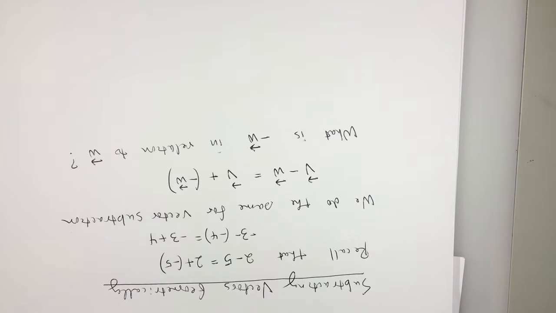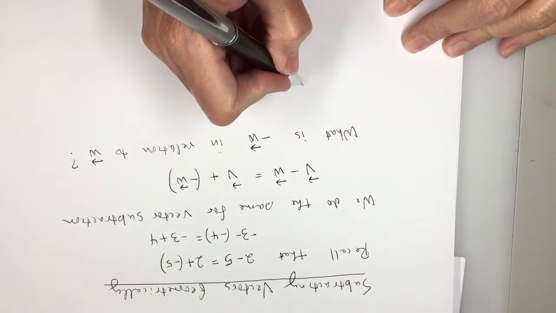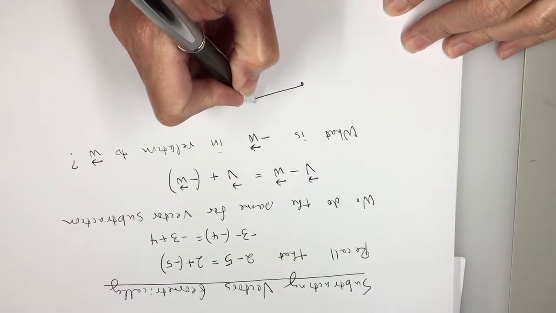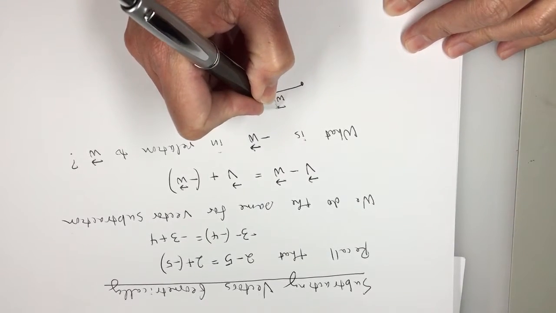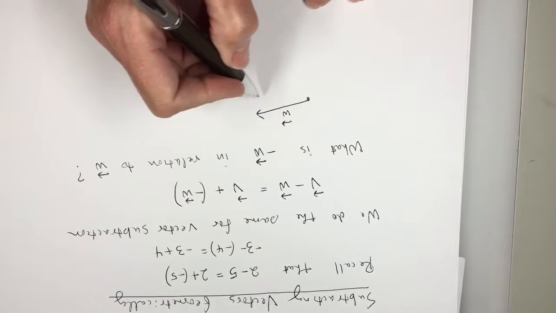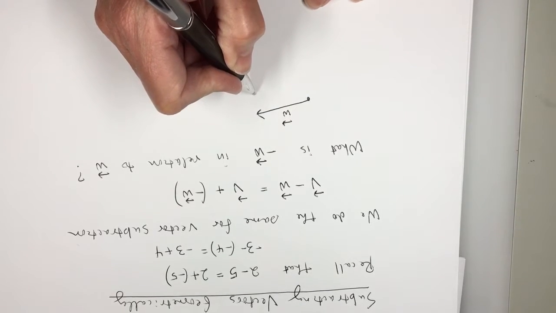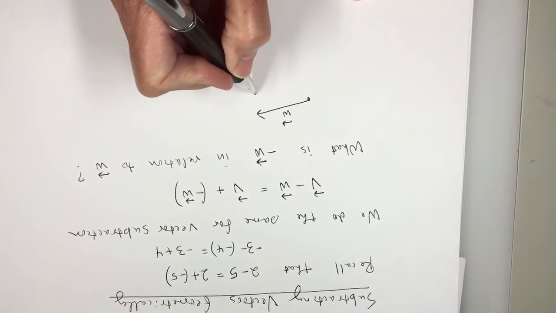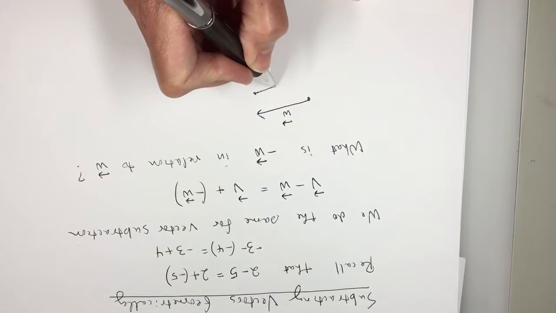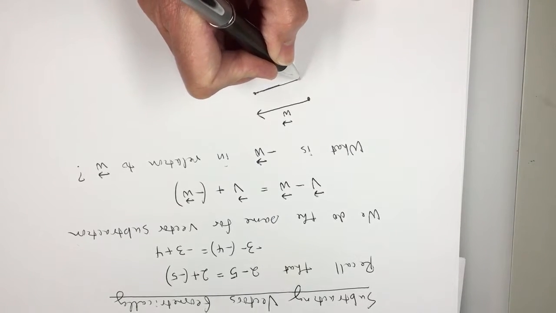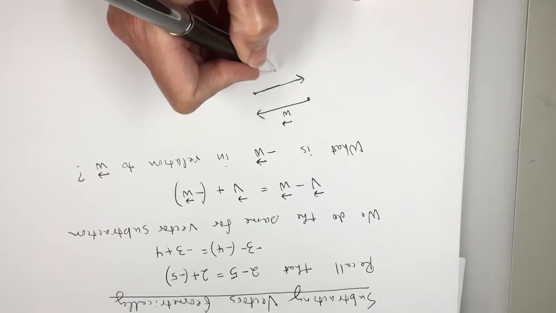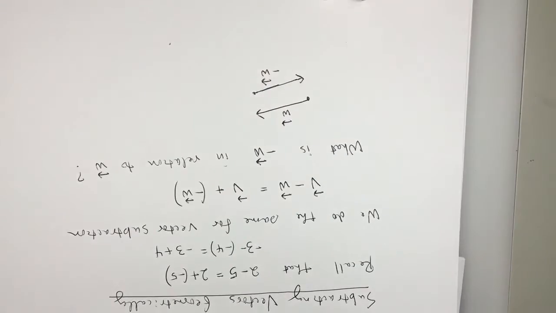The tip and the tail trade places. And so it changes direction. And so if I have W looks like this, then negative W is going to be parallel to W, and it'll go in the other direction. Still the same length as W, just the other direction.